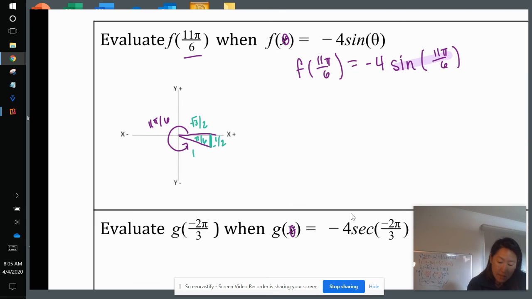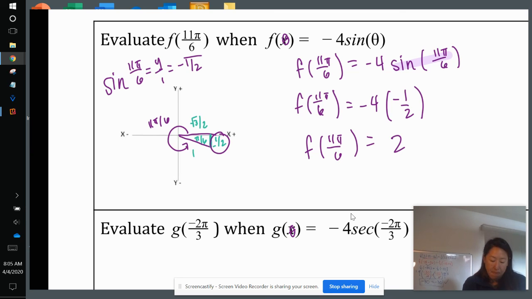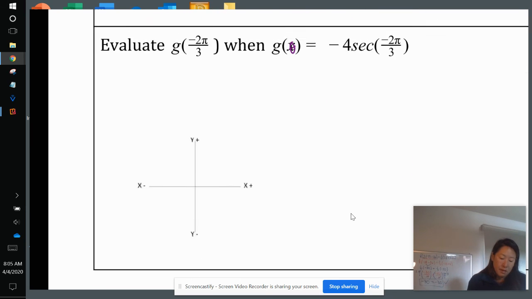Sine would be the y value over 1. So the sine of 11 pi over 6 is y over 1, which is negative 1/2. So f of 11 pi over 6 is equal to negative 4 times the ratio of negative 1/2, which is 2. That's it. Next.